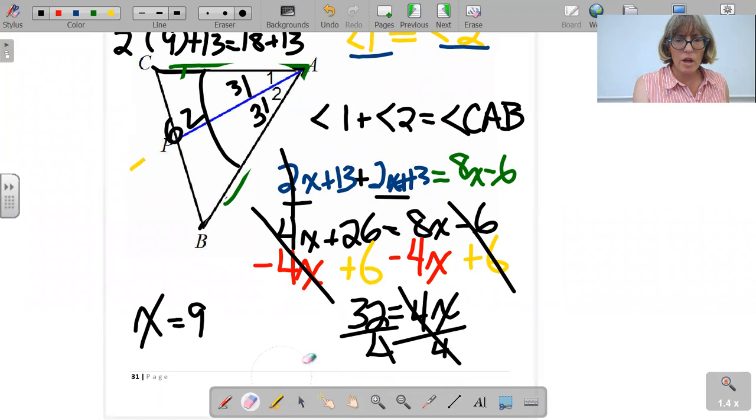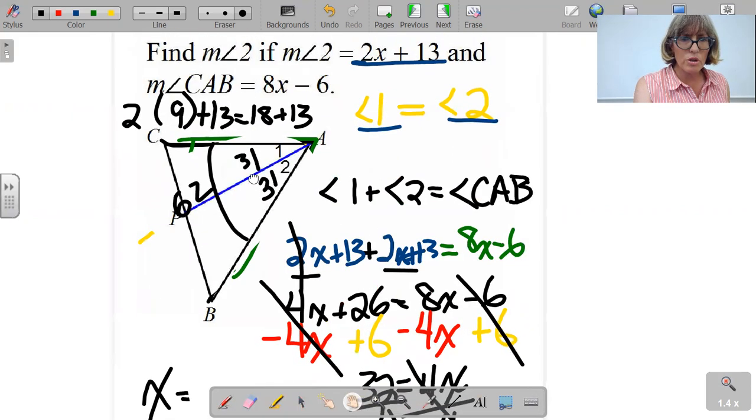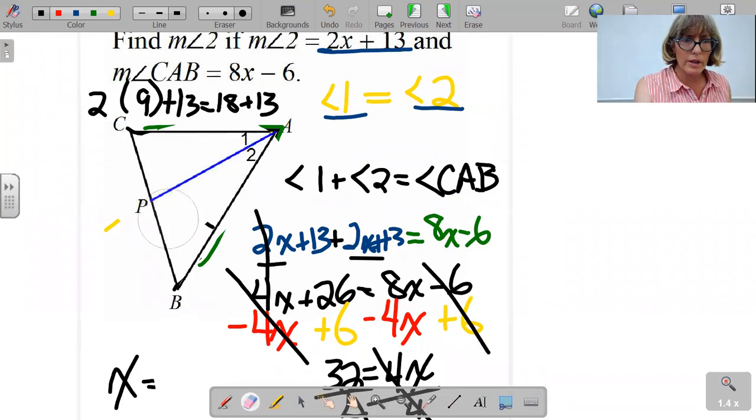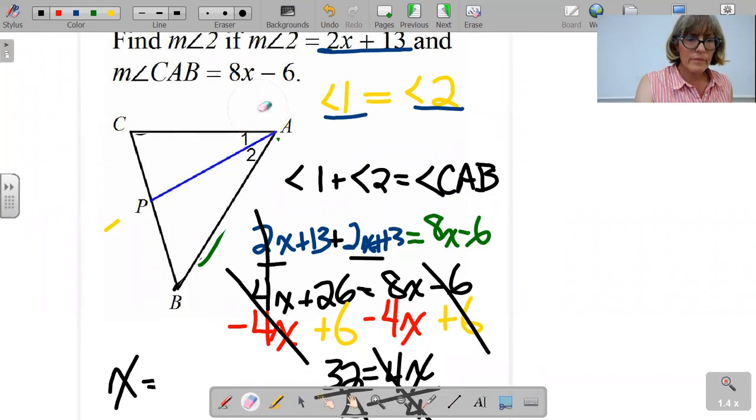Take that back, that's not 9, that is 8. That's why we do a check. I did that far too quickly. 32 divided by 4 is 8. Should have said it out loud.